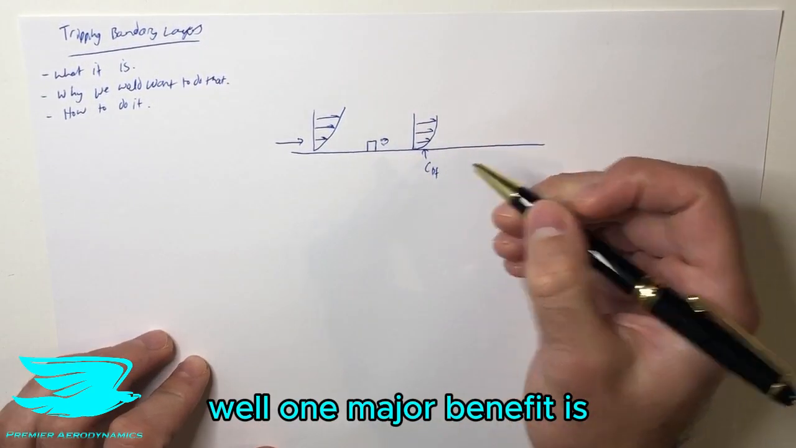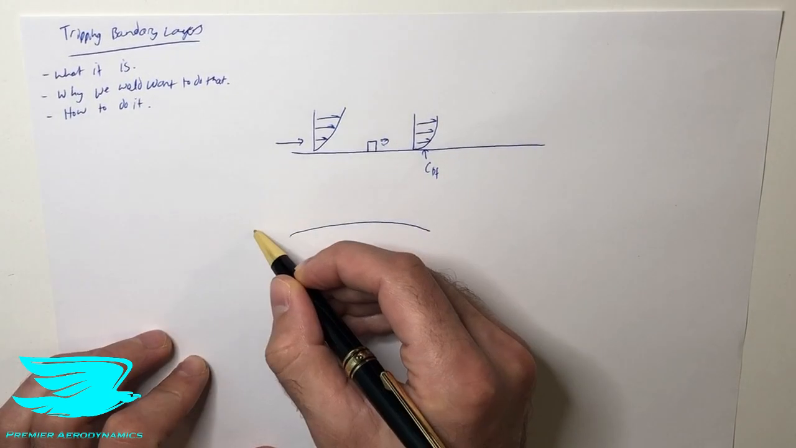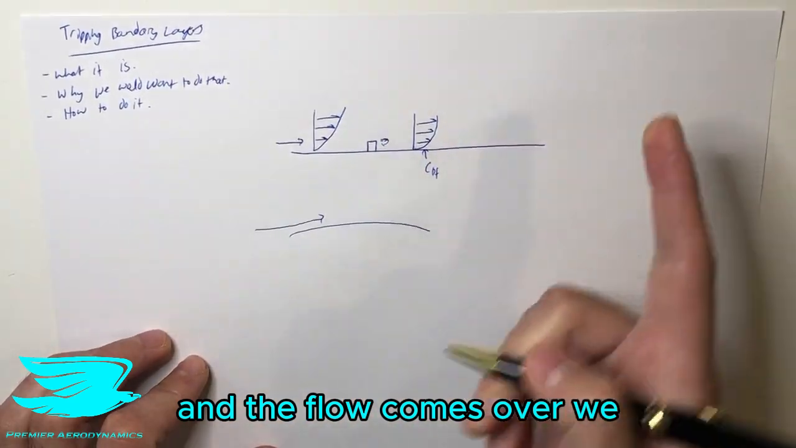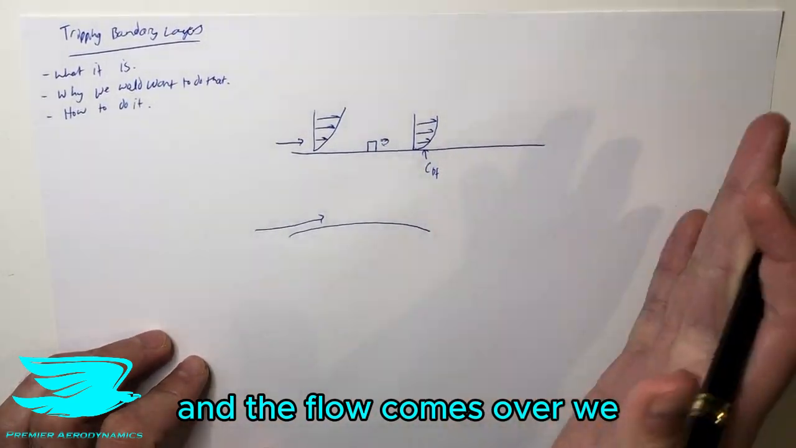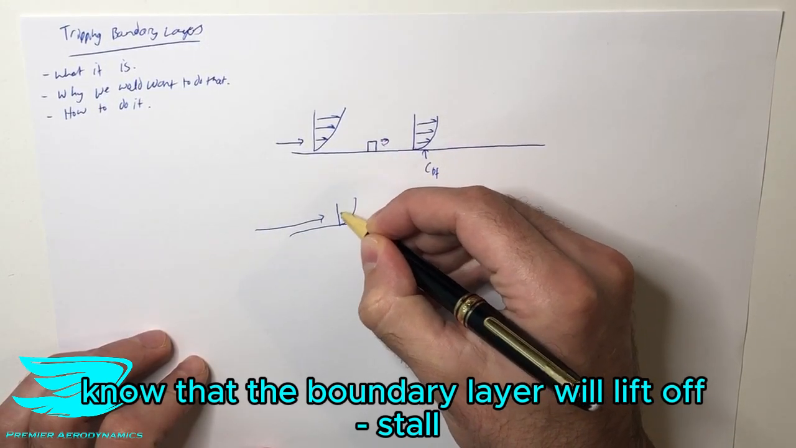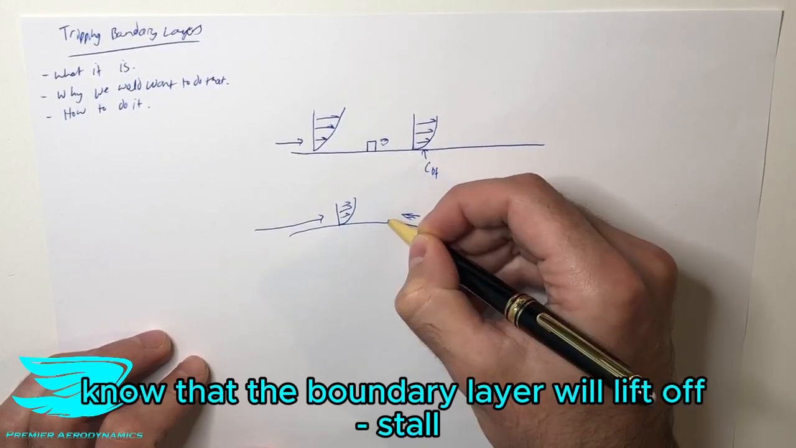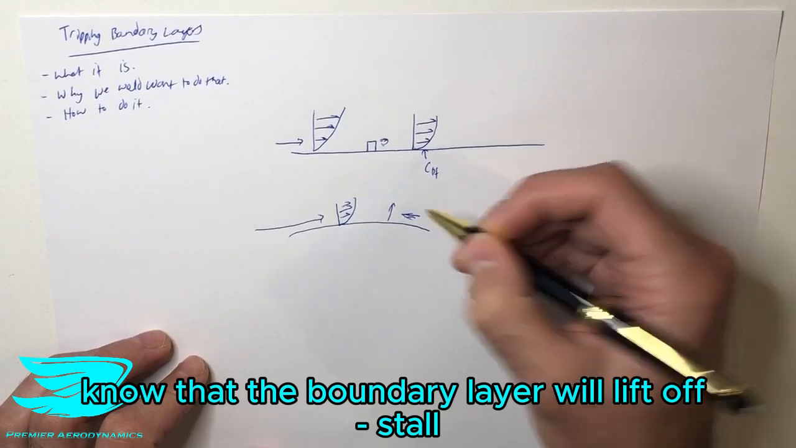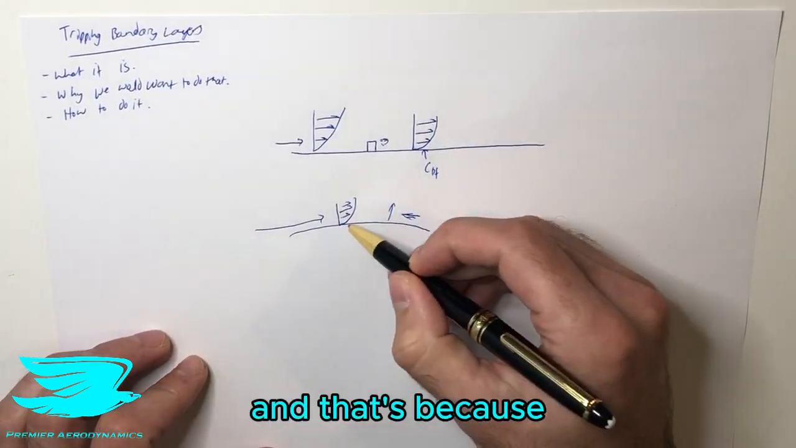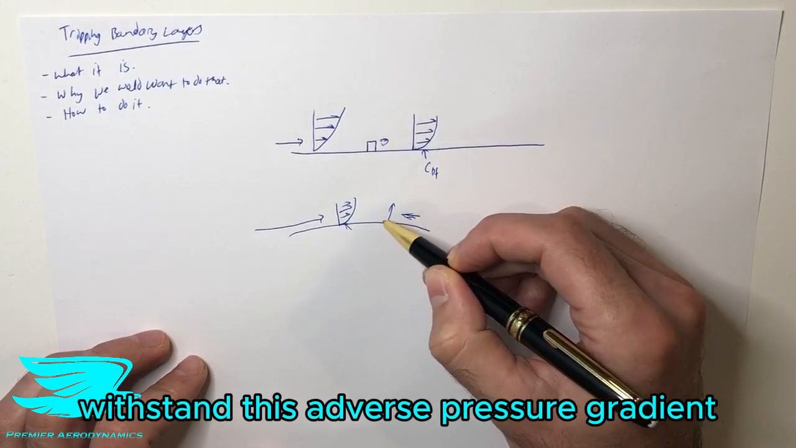Well, one major benefit is, let's say we have a wing or any curved surface like this, and the flow comes over. We know from experience, and if you don't know, check out this video here on airfoils and how they stall, etc., that the boundary layer here, as it comes along, will become more and more turbulent, but it will get to a point where there's a lot of adverse pressure gradient, and that results in the boundary layer stalling. It lifts off, so the curve here will stall. And that's because the velocity near the wall is not nearly high enough to withstand this adverse pressure gradient enough to stay attached.